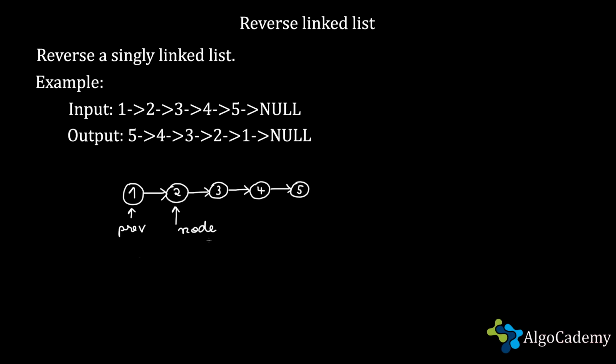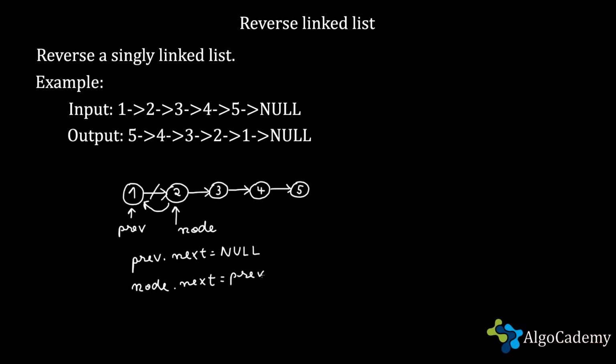And now that we know these two, it's very simple to remove the link and add the new one. For removing the link, all we have to do is set previous next to be now null. Obviously null or none depends on the programming language, but you got the idea. And now I basically remove this link. In order to add a link from node to prev, all I need to do is set next of node to be equal to prev.